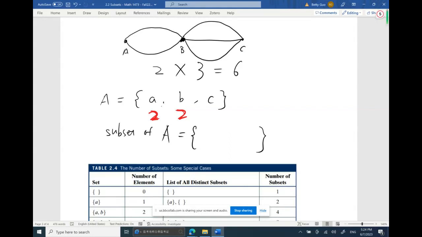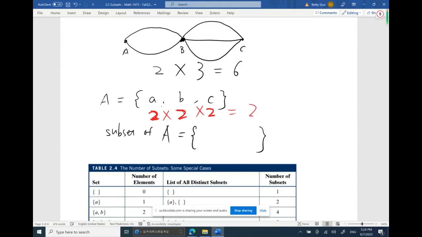Same with the third element, the last element. We either use C in the subset or not use C in the subset. So we have 2 different ways to complete the third part. Multiply them together based on the fundamental counting principle. 2 times 2 times 2 is 8.